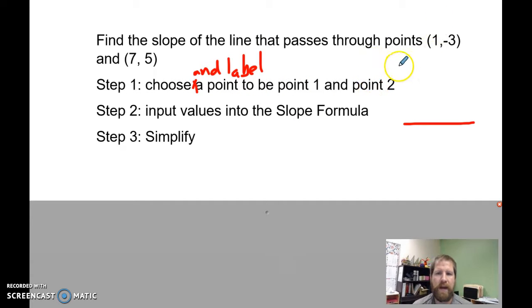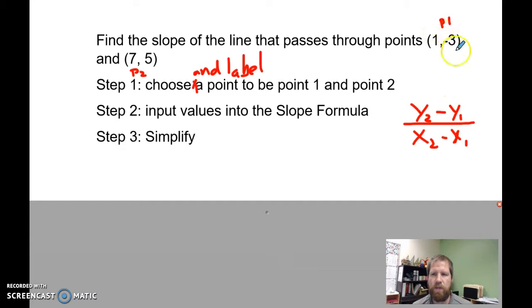It doesn't matter too much, but generally, if I have negatives in one of my points and positives in the other, I like to have my negatives be point 1 and my positives be point 2. And then you're going to input your values into the slope formula, and that is, oops, I already made a mistake. That is y2 minus y1 over x2 minus x1.